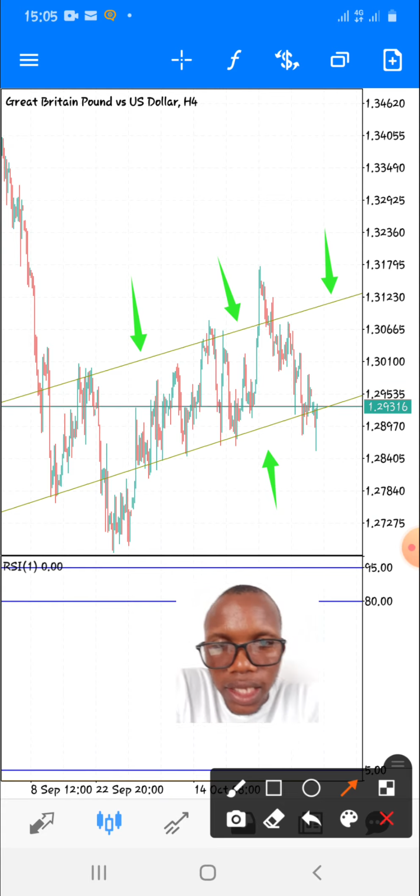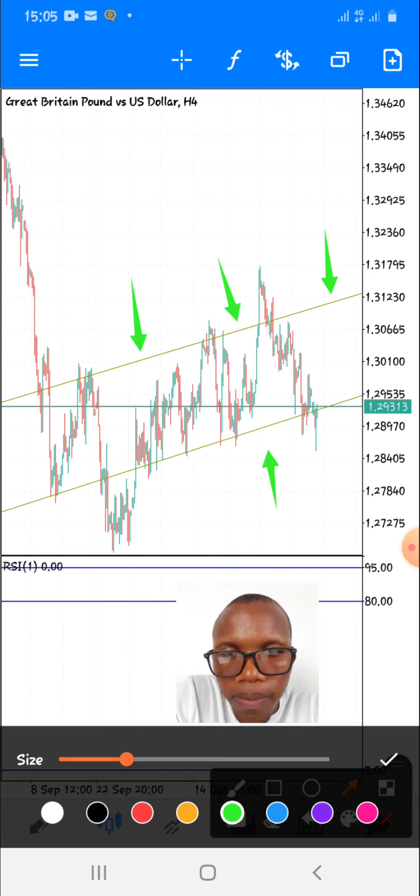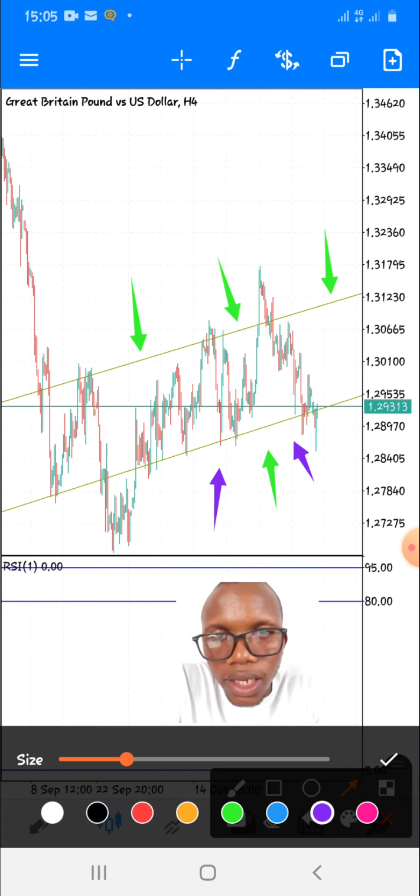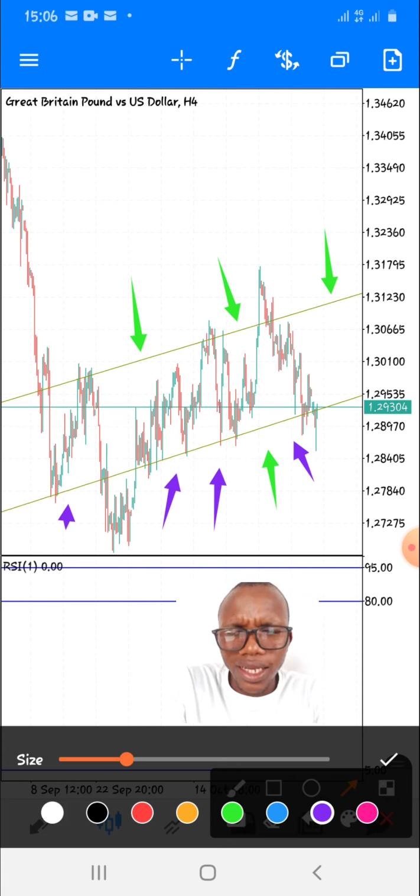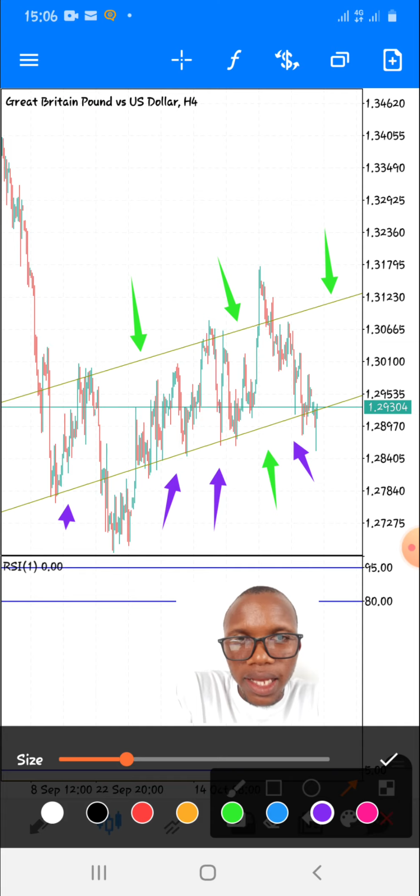So this trend line, let me change the color. This trend line below with purple arrows, it acts as a support zone, a support level. So if ever the market breaks up from below this support zone, it means the market is deciding to go bullish. If the market breaks below, it means the market is deciding to go bearish.